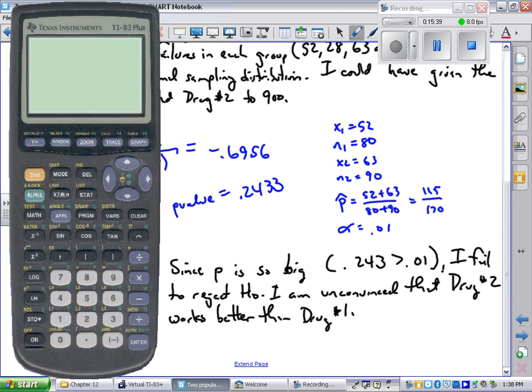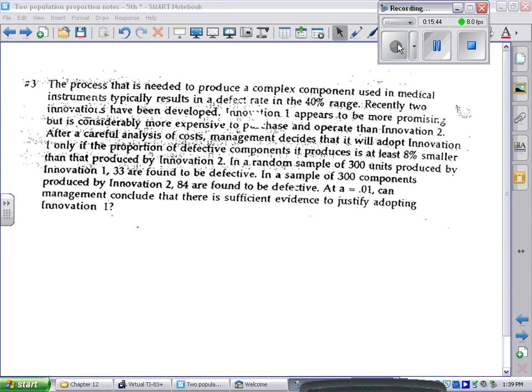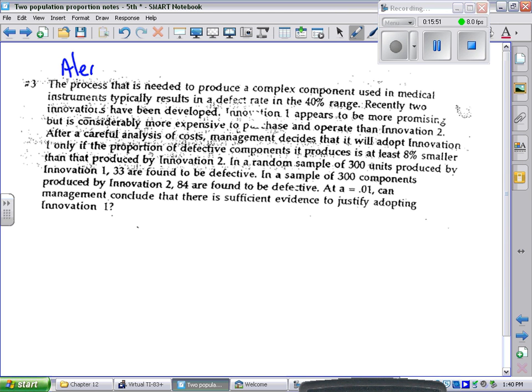So it would be foolish for me to go ahead and find a confidence interval about how much better it works. So question 3 is a little bit different. There's a wrinkle here in question 3. So I want you to read question 3 and we'll talk it through.